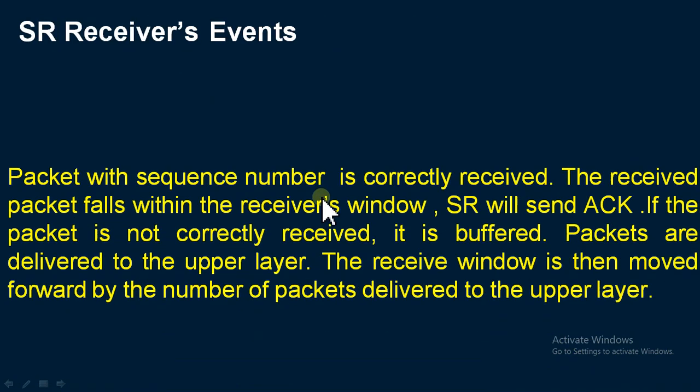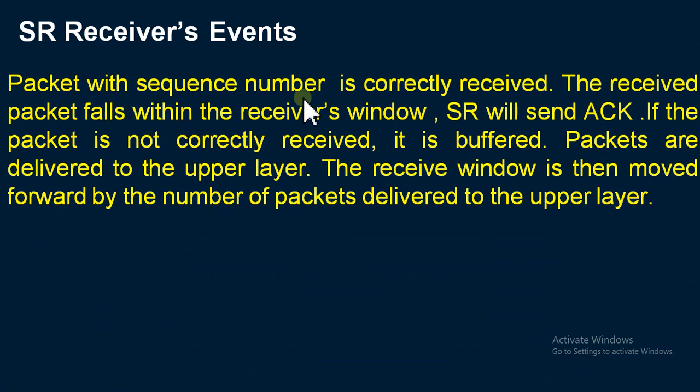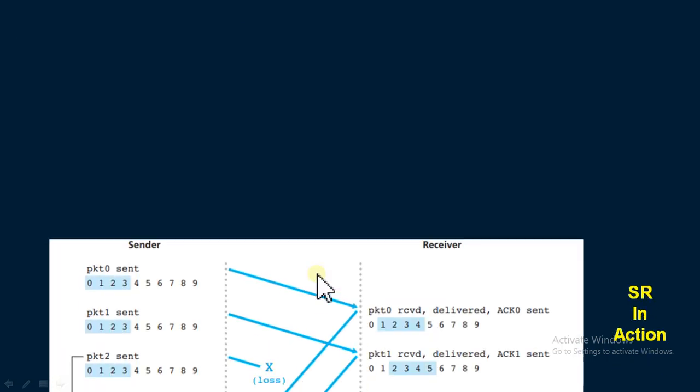The SR receiver's event: there is only one event, of course. A packet with a sequence number is correctly received, and the received packet falls within the receiver's window. SR will send an ACK. Correctly received packets that are out of order are buffered. If a packet is received out of order, or if the packet is corrupted, then the SR protocol will resend the acknowledgement for the previously correctly received packet, because there is no concept of NAK.